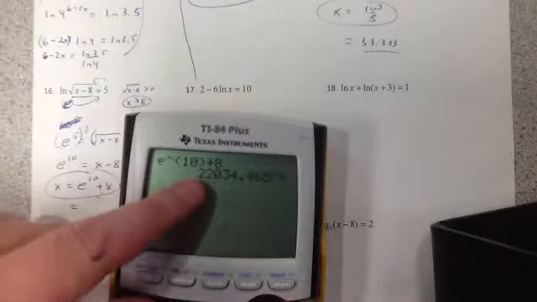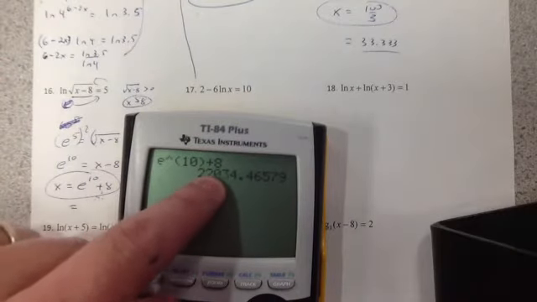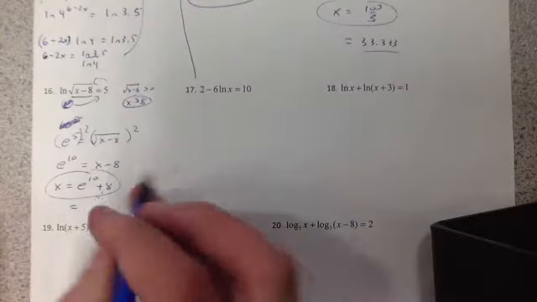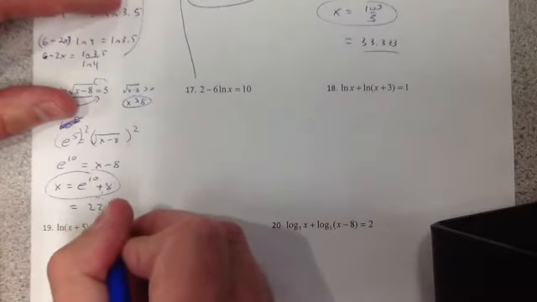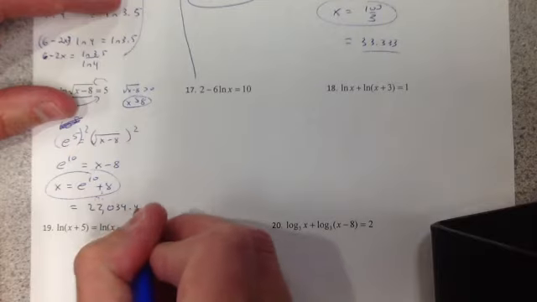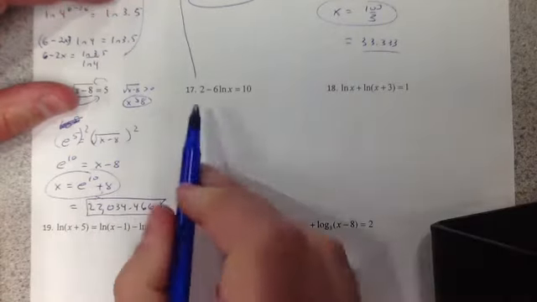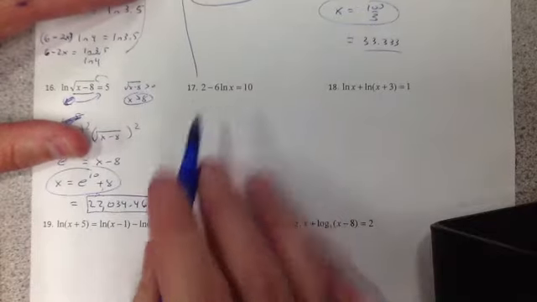And we get, wow, 22,034.466. There we go, big number. 22,034.466. Very good.